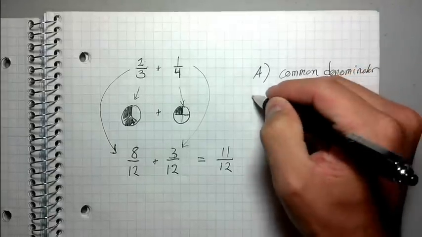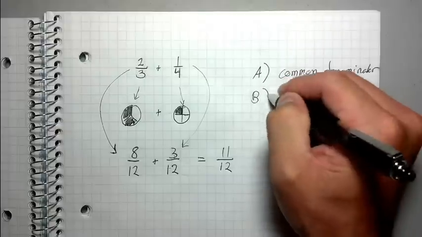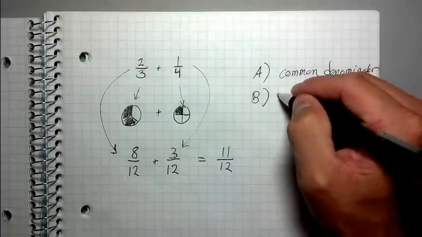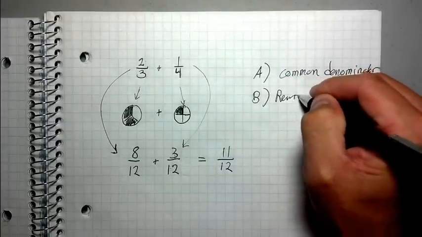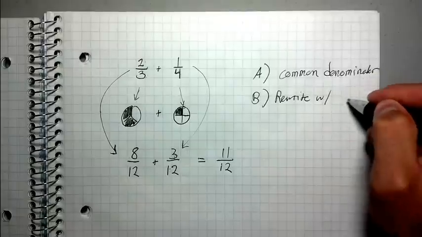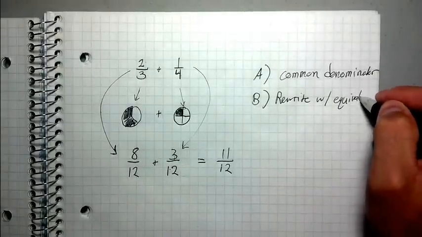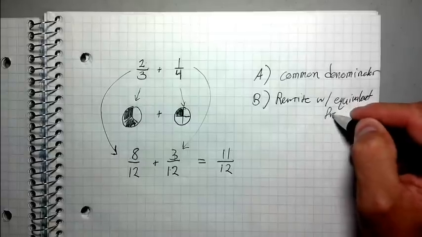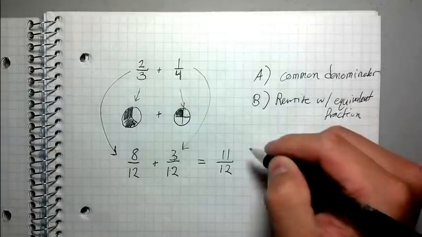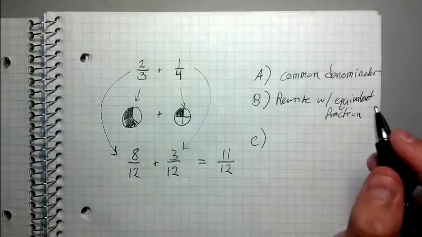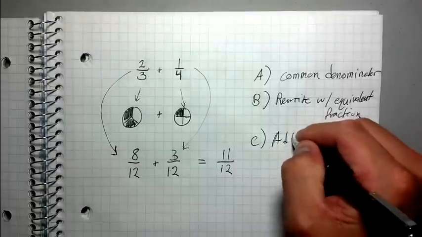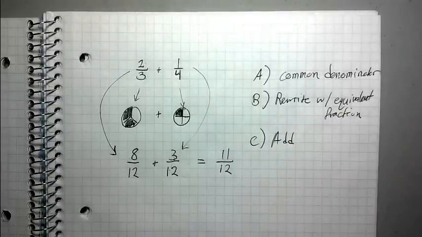Running out of room here. Should have left more room. All right. And then step B was rewrite with equivalent fractions. And step C was add. And that's basically all there is to it.